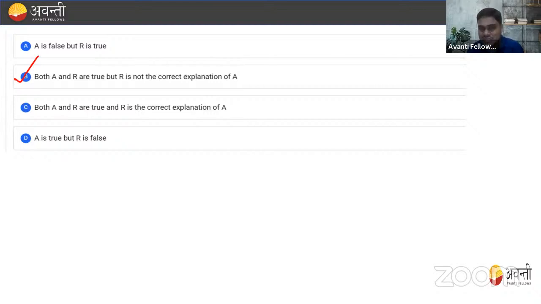What is the correct explanation? Correct explanation is inductive effect minus I effect, which decreases as the distance increases, right? So both assertion and reason are true, but reason is not the correct explanation of the assertion.